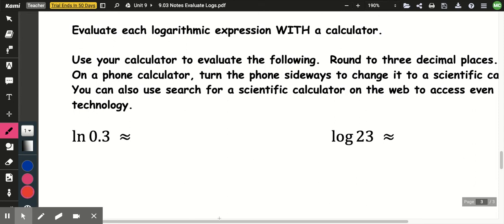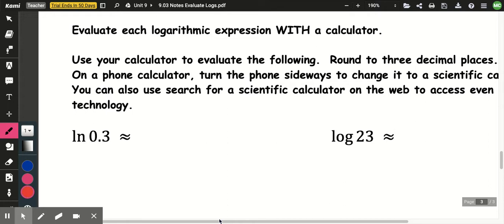Okay, a lot of logarithms can be evaluated without a calculator, and it's really important that you understand how to do that so that you can get an idea about whether or not an answer that you're getting is logical. But sometimes we do have to use a calculator. Now, because we're not in class, we don't have our lovely graphing calculators that are very easy to use.